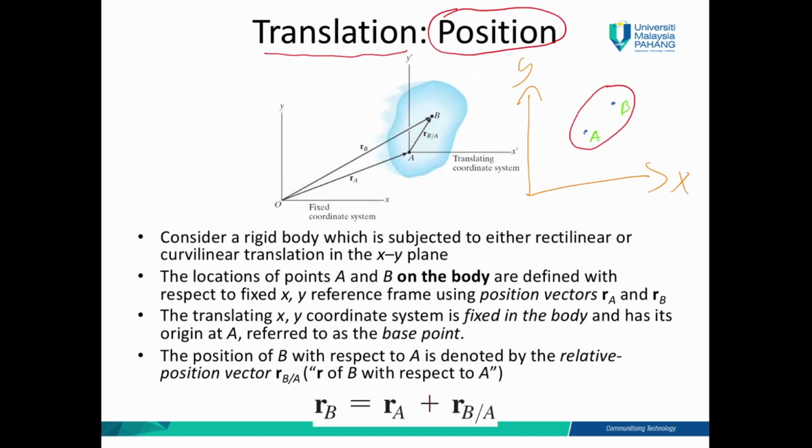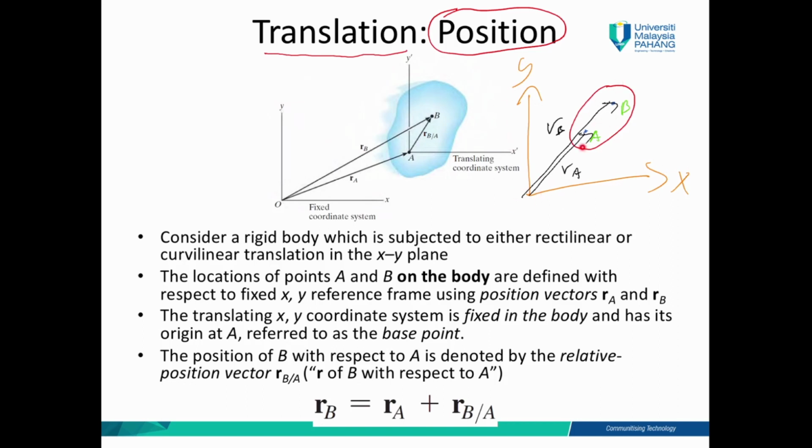So our position vector will be something like this, right? A vector here and another vector here. So you have R_A for the position vector for point A and R_B for the position vector for point B. So this is what we call a fixed coordinate system.